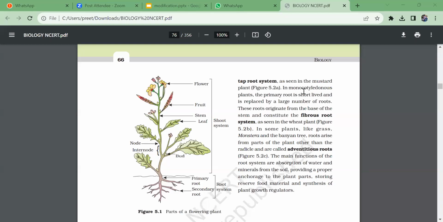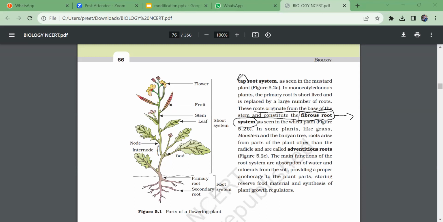In monocotyledon plants, the primary root is short-lived and it is replaced by a large number of roots. These roots originate from the base of the stem. This is originating, ये बहुत important है, underline, from the base of the stem and it constitutes the fibrous root system. Okay, so fibrous root system mein you will never see a primary root. And this kind of root system is not developed from radical.